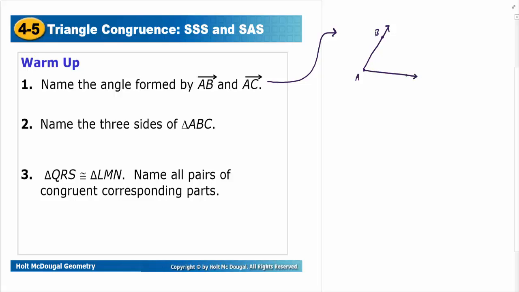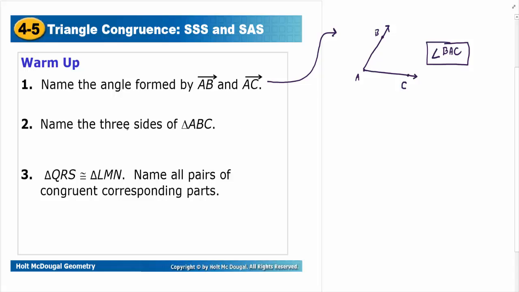But I can make the angle any size you want. And we have AB and then AC. So the angle formed is going to be angle BAC. This concept will be used as we go through our lesson dealing with included angles.